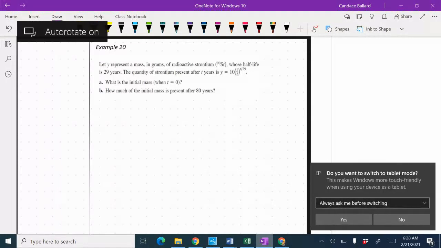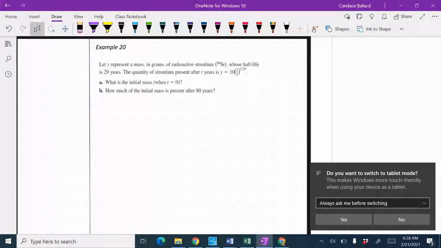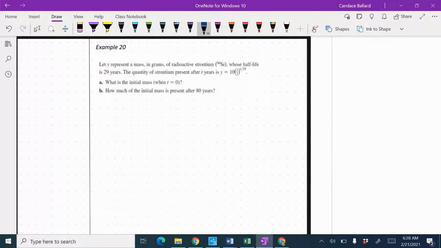So I am going to start by just writing out or substituting into my formulas. So in A, I know that I've got y, and since they didn't give me a function notation, I typically like to write it in function notation, so I know that I'm plugging a 0 into this. So 10 times 1/2 to the 0 over 29.